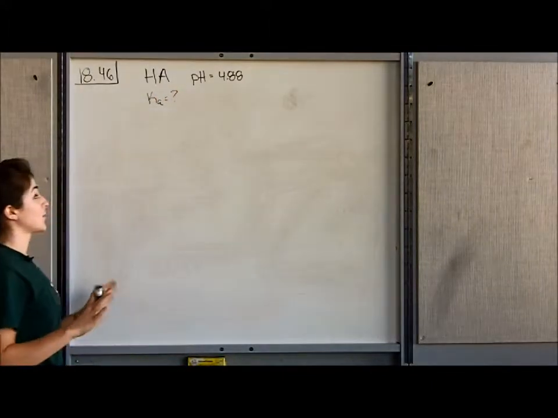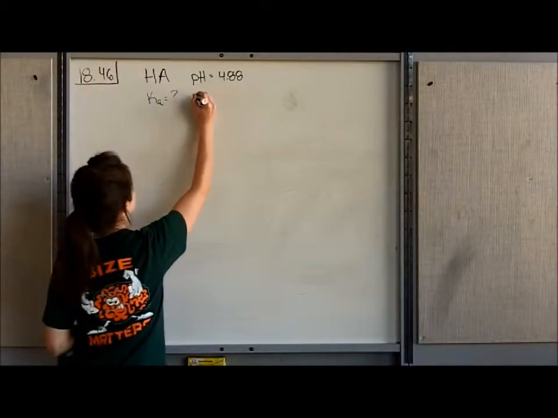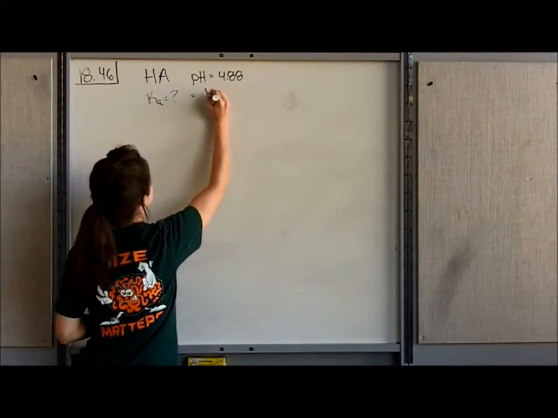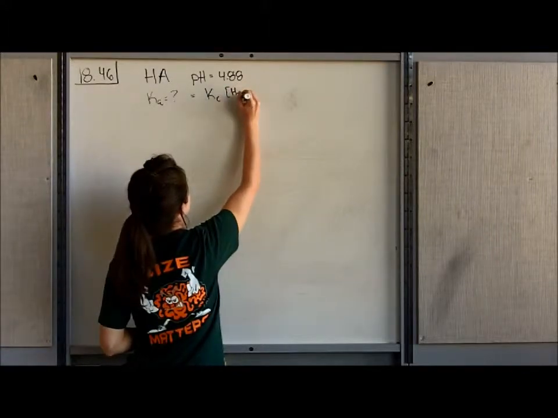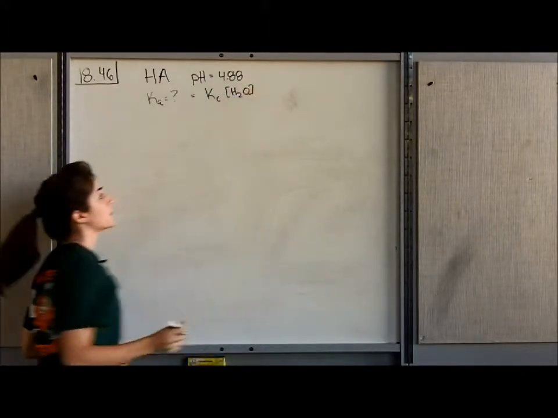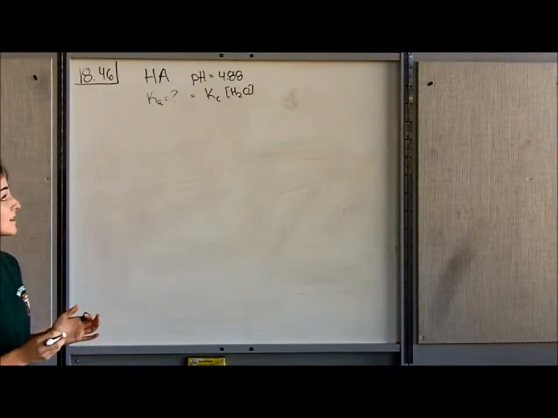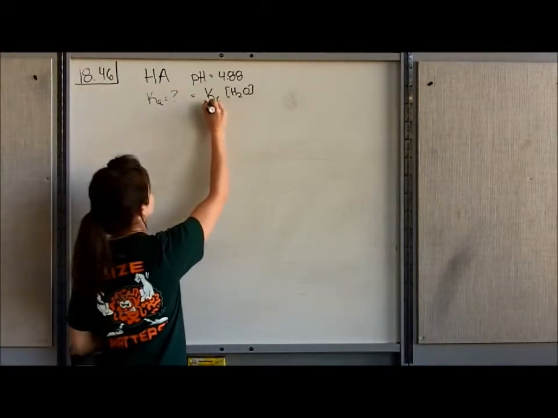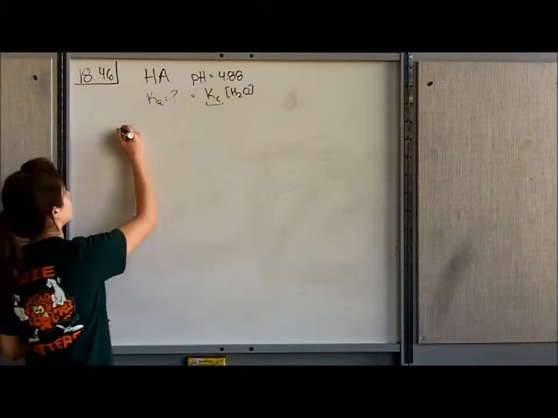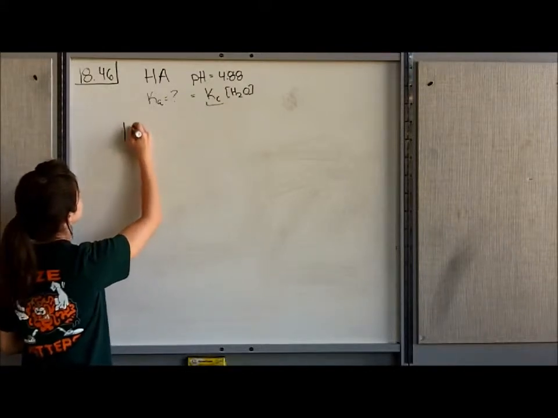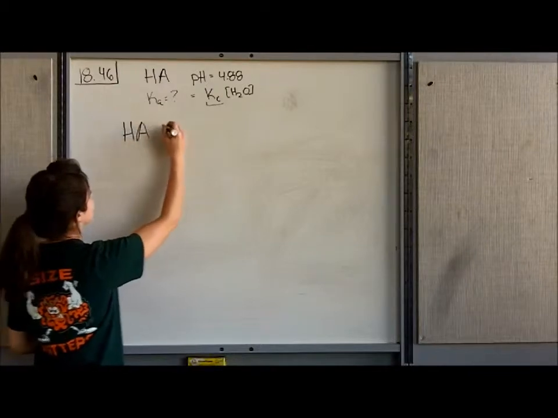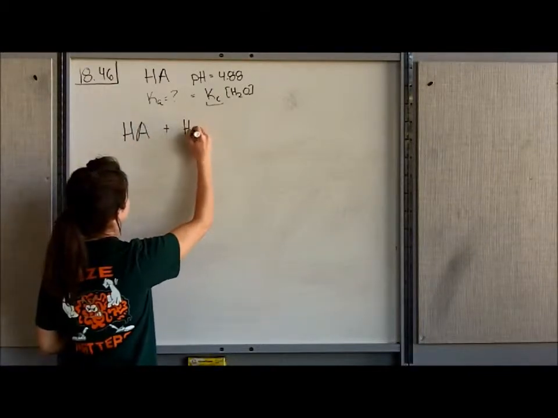So we're going to think about what we know about Ka. Ka basically equals the Kc, the equilibrium constant, times the concentration of H2O. We learned that from our chapter 18 stuff. So to find Kc, we can write out a chemical equation. So we have our acid plus H2O.